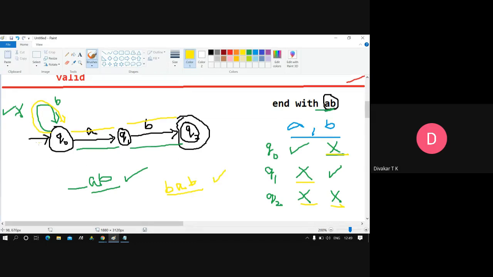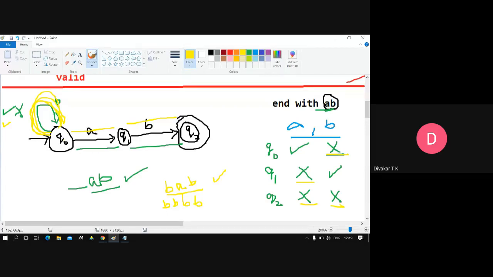Okay, now one more example. Again, I will consider this one. Now Q0 to Q0, I will travel by carrying the B symbol. Again, I will travel. Self loop means any number of times you can travel. Again I'll write B, again I'll write B, again I'll write B. Like that, any number of times you can write the B.